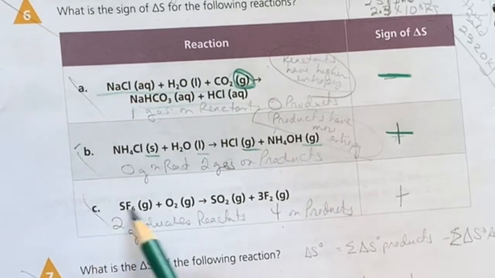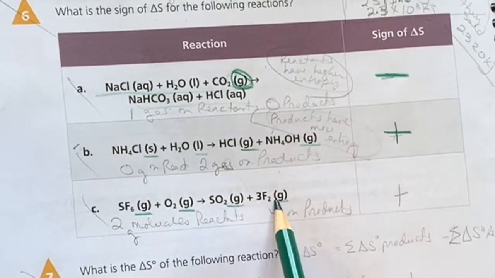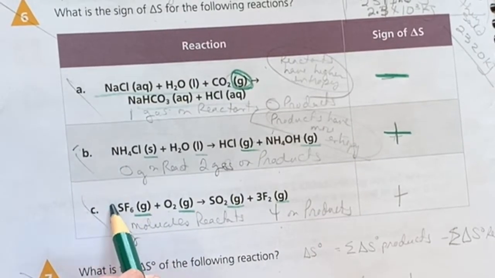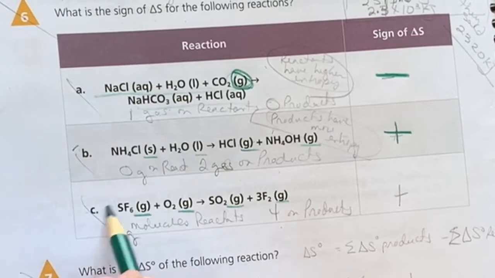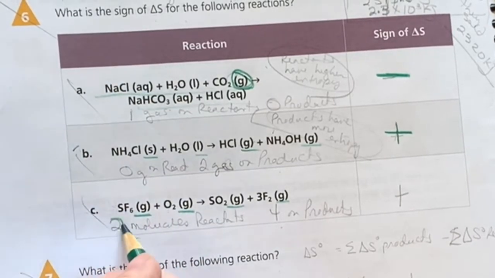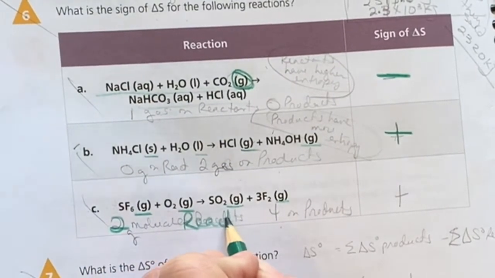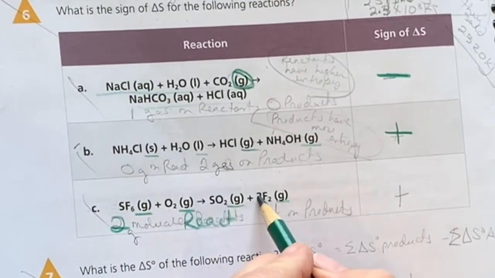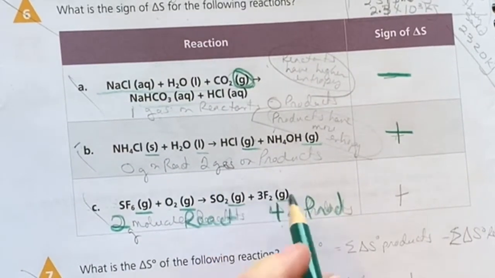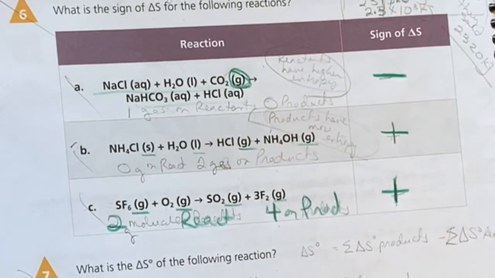All right, and on C, we have a gas and gas and gas and gas. Oh, wow. Okay, so now we have to look at the stoichiometric coefficients. So we have 1 and 1 because there's no stoichiometric coefficient, so we know that they just represent 1. So there's 2 molecules on the reactant side, and then 1, 2, 3, 4. So 4 on products, and since it's on the product side, it's a positive, that makes this a positive as well.